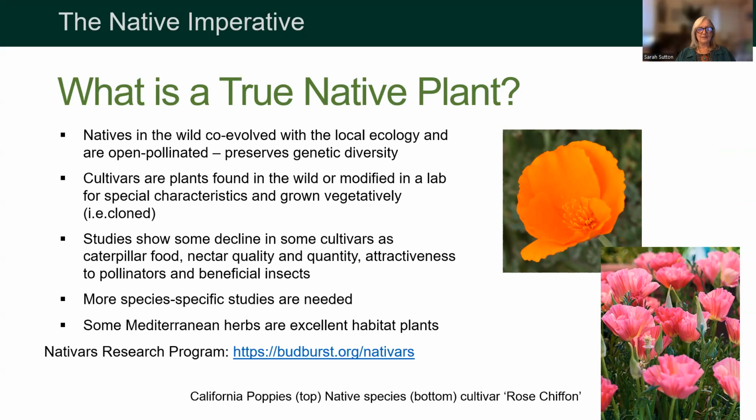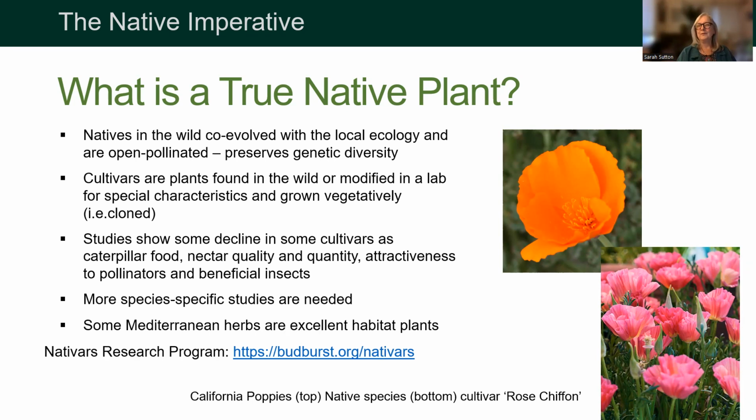A term that the budburst.org website came up with is nativars, which is a native cultivar. And they've been researching, and they did some citizen science studies last summer, and they'll probably put out some more. And the thing about natives, a true native is open pollinated, and that preserves the genetic diversity. So it's not the same plant over and over again each time, and that'll help plants adapt to different climatic conditions and situations and make them more resilient. So that is important.